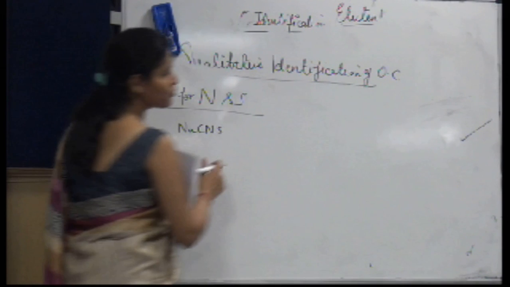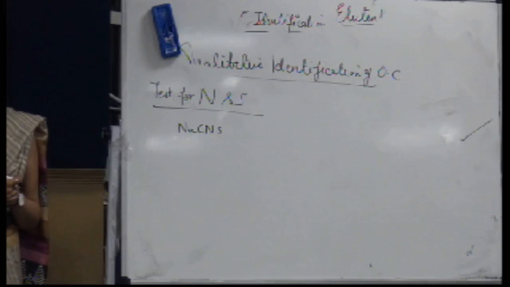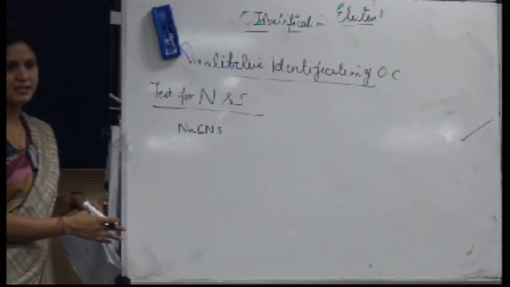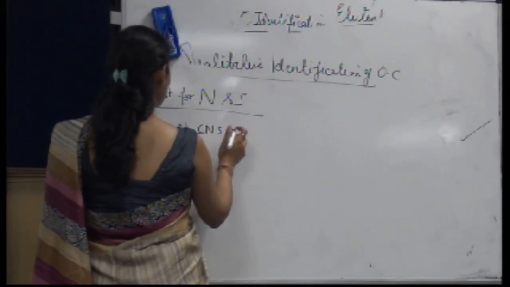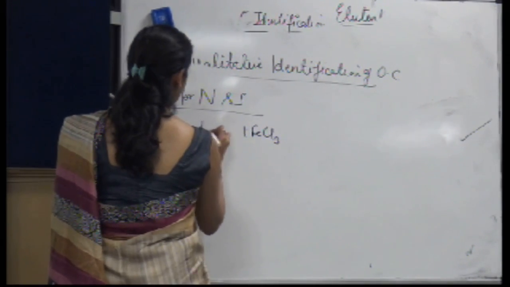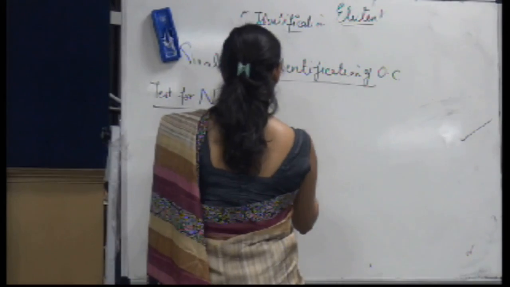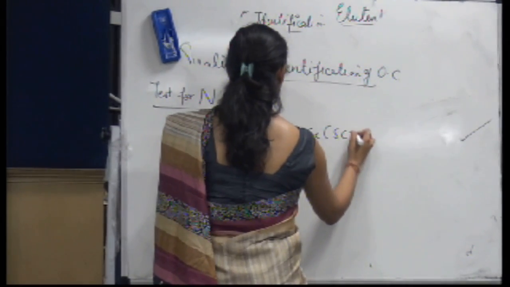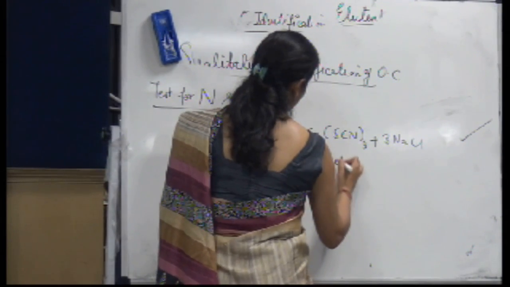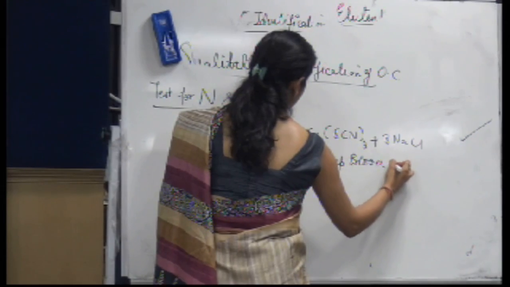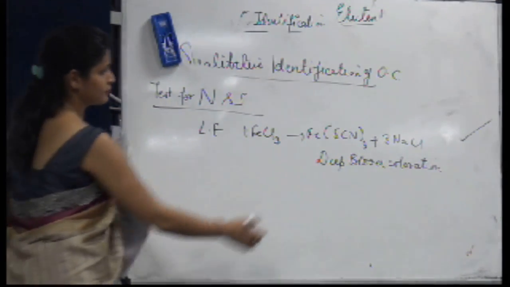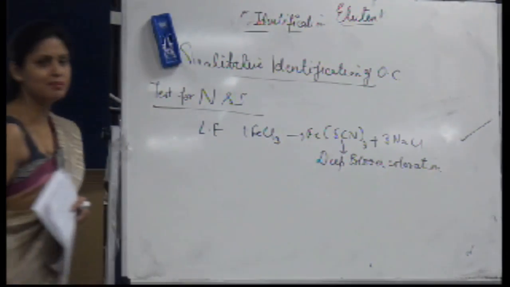For this the compound would exist as NaCNS, right? Because I know this is an organic compound, carbon would be present in any case. Okay, let the compound be present as NaCNS, then I'll add some ferric chloride to it, and then I'll get a deep blood red coloration. This compound is responsible for the deep blood red coloration.